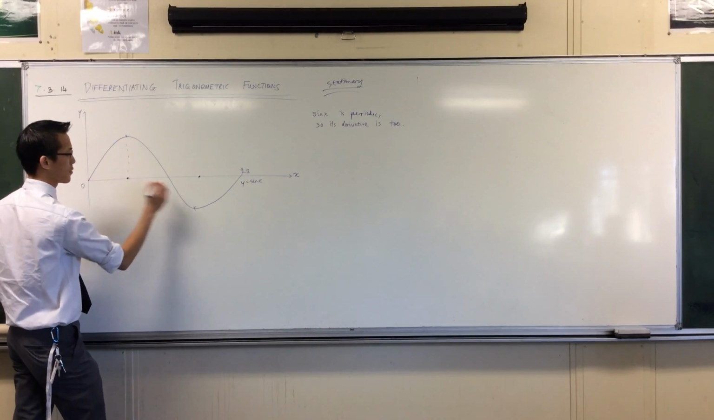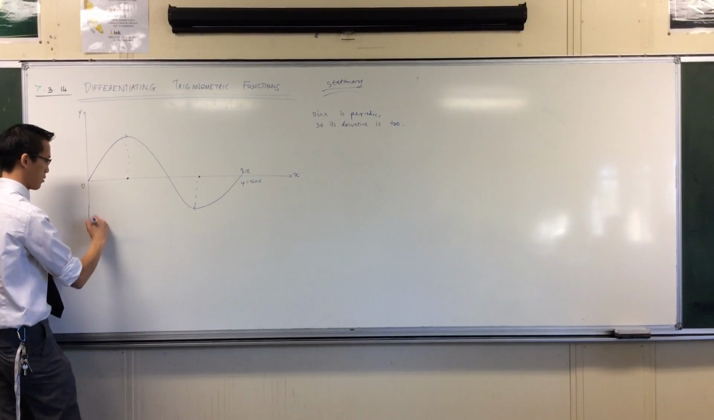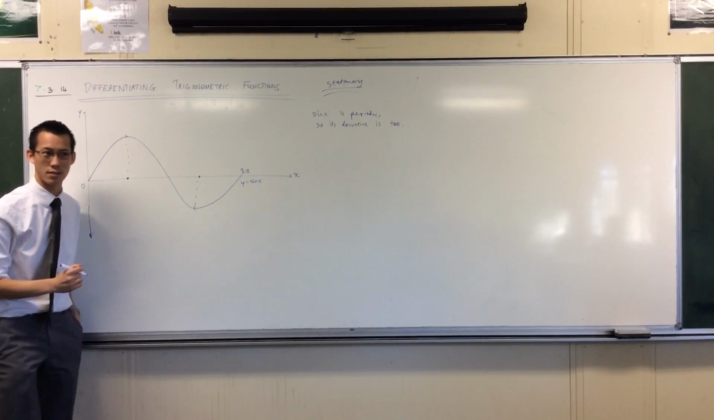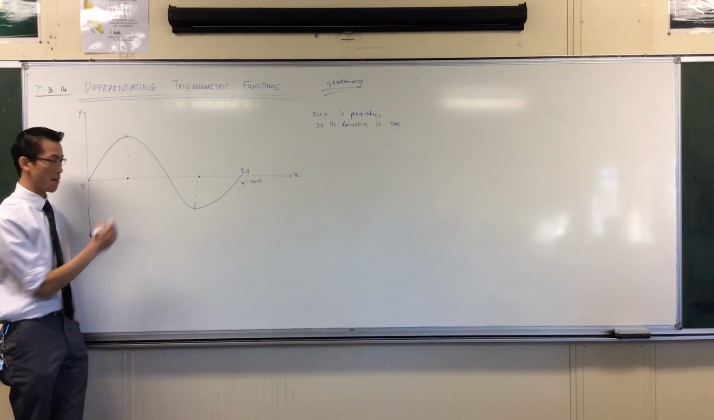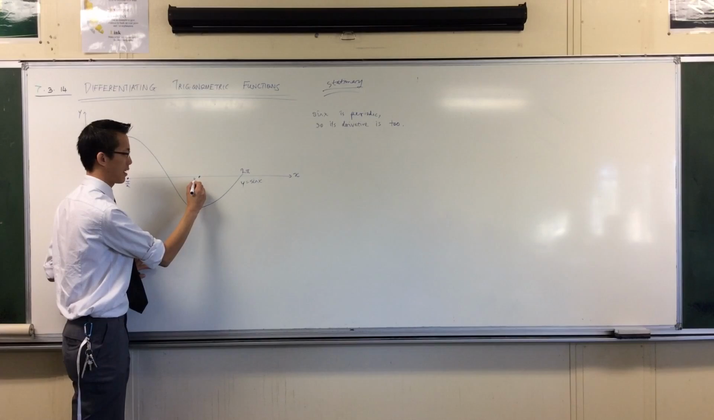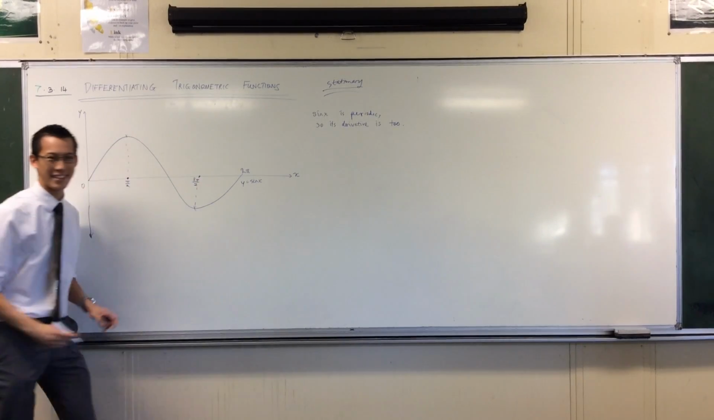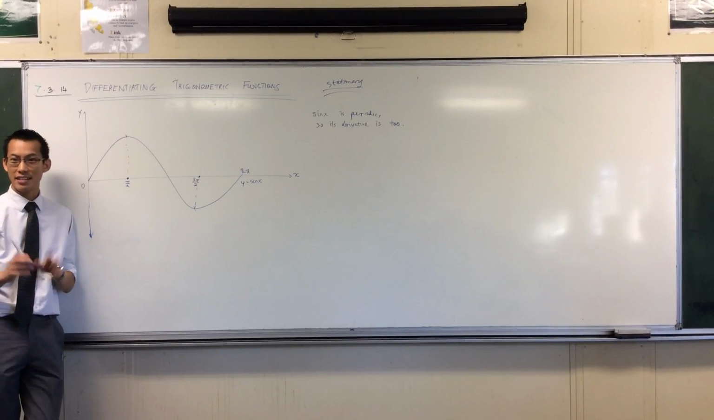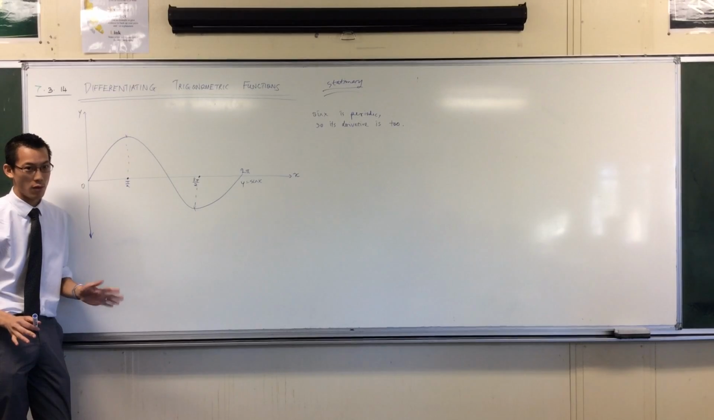Now, by the way, what are the values for x at those locations, for those stationary points? Pi on 2 and 3 pi on 2. Good, we're getting there. Radians are starting to sink in. Okay. Now, let's keep going. What else do we know about the derivative of this graph?